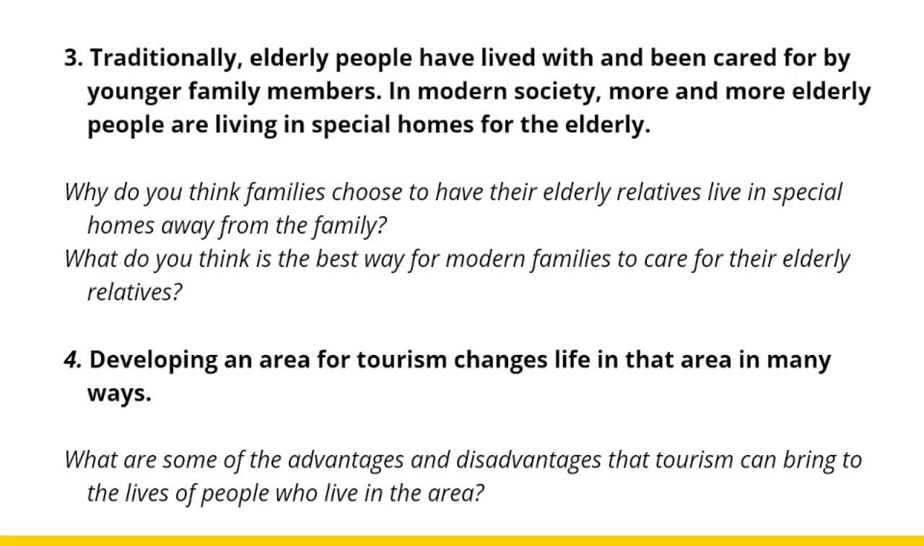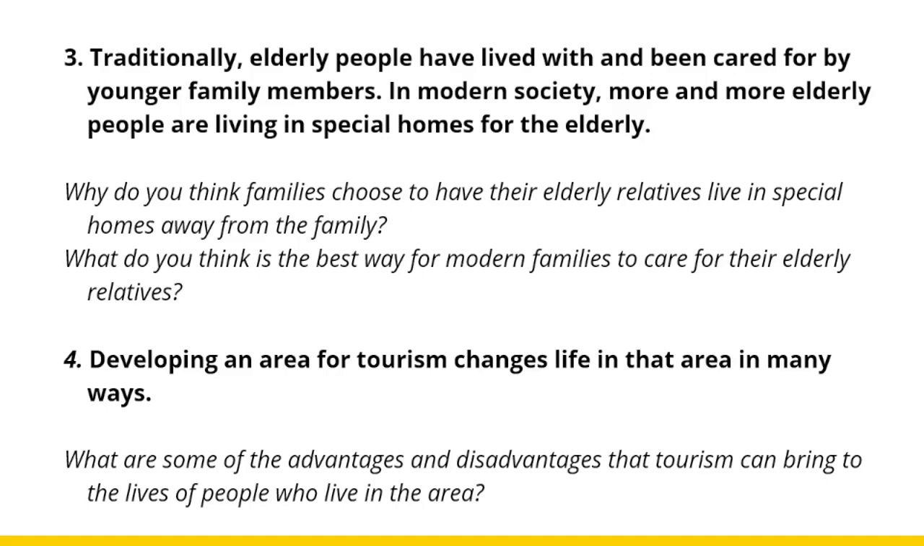Here's our third prompt, and I'm going to read it for you. Traditionally, elderly people have lived with and been cared for by younger family members. In modern society, more and more elderly people are living in special homes for the elderly. And we have requirements here. So we have two questions, and I'm going to go ahead and read them. Why do you think families choose to have their elderly relatives live in special homes away from the family? That's question number one. And the second one: what do you think is the best way for modern families to care for their elderly relatives?